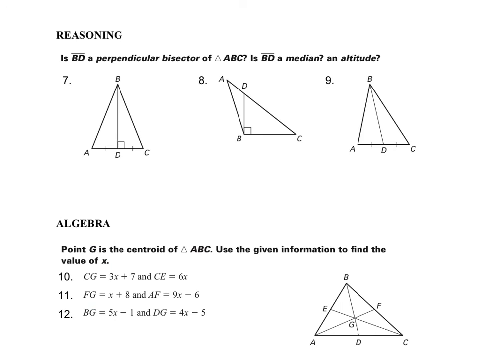Or we're actually going to do some reasoning with this. Is the BD segment going to be a perpendicular bisector, a median, or an altitude? So you have to recall your definitions of what each of those are. Granted, a perpendicular bisector is going to be a perpendicular segment, and an altitude is going to be a perpendicular segment, and a median is not. So in number 7, I see perpendicular, I see congruent. So it's going from a vertex to the midpoint of the opposite side. So first off, it's a perpendicular bisector.